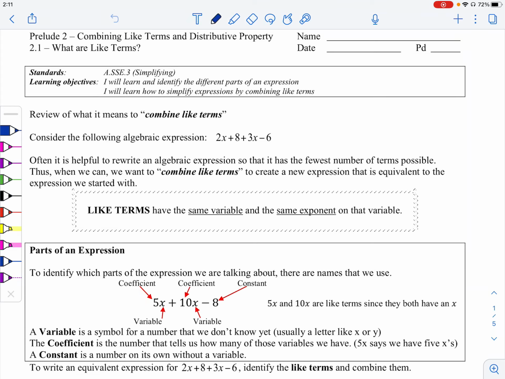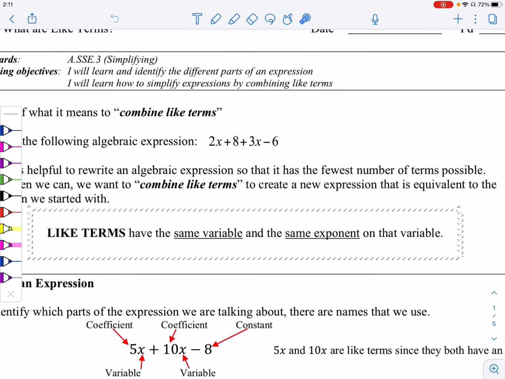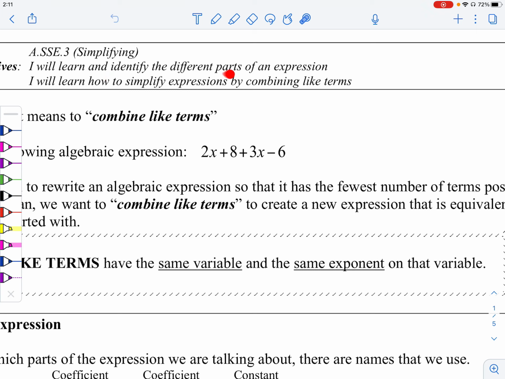This is section 2.1. What are like terms? So we're going to continue on with our journey of simplifying using our standard right here. And today our learning objectives: I'll learn and identify the different parts of an expression. I'll learn how to simplify expressions by combining like terms, right?